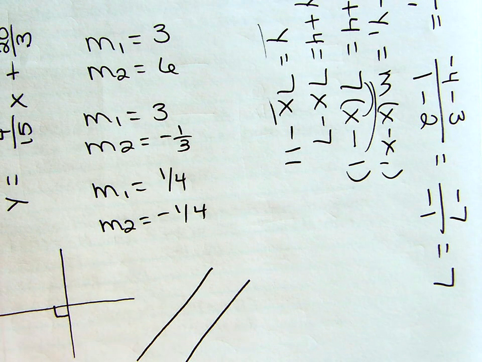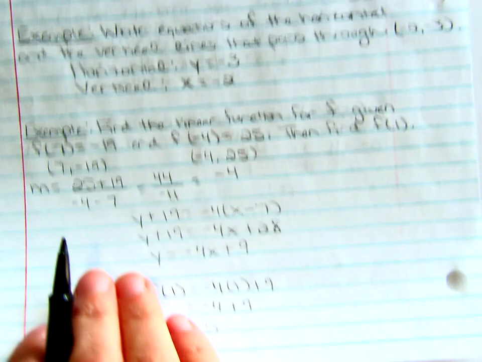It'll give you two slopes, or it'll give you two equations, and it asks you, is this parallel, perpendicular, or neither? You figure out the two slopes, and you compare them. Okay? All right.